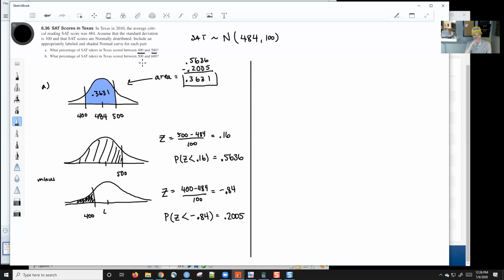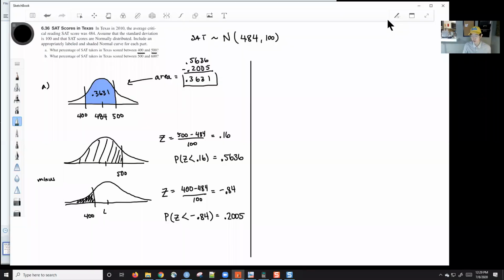What percentage of SAT takers scored between 500 and 600? So go ahead and take a minute to try that out. All right, so here we want to know scores between 500 and 600. We got 484. We're going to go to 500 and 600. We want to know the probability of being in this zone here.